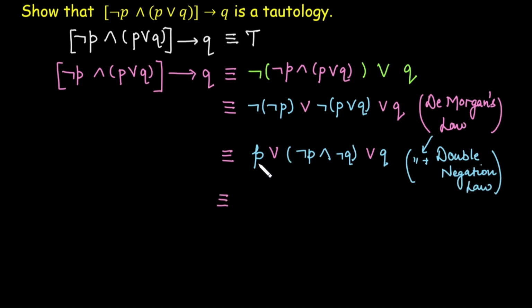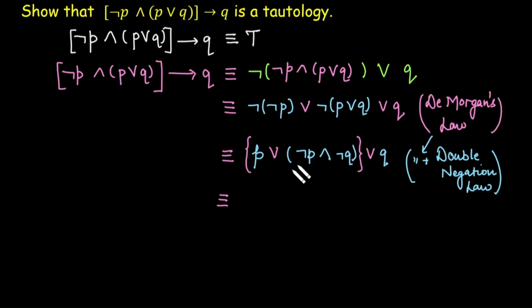In the next step, either we take the first two statements or the last two statements. It is up to you. Right now I am taking the first two statements and I am going to use the distributive law. Why? Because here we have or and here we have and. So we need to distribute or over the and operator.